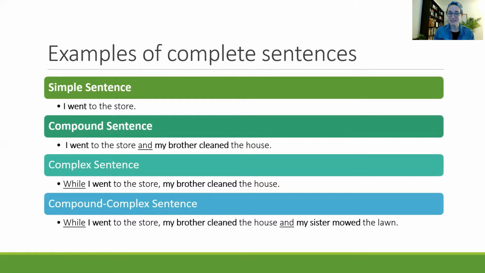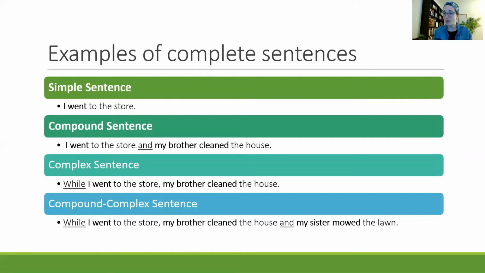For a complex sentence, we're adding something called a dependent clause to something called an independent clause. So our simple sentence, I went to the store, that's an independent statement all by itself. However, if I add while I went to the store, that word while makes it dependent. It now needs more information to make sense. It can't make sense all on its own. So I would say, while I went to the store, my brother cleaned the house. And that would help me see the two things that are happening at the same time.